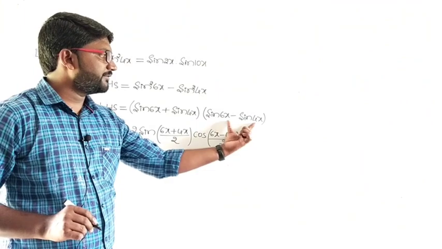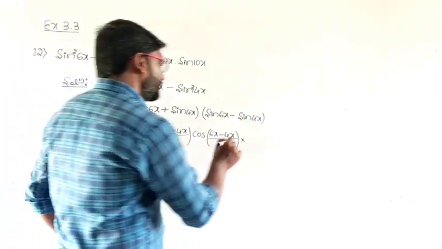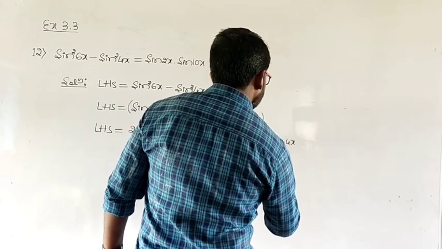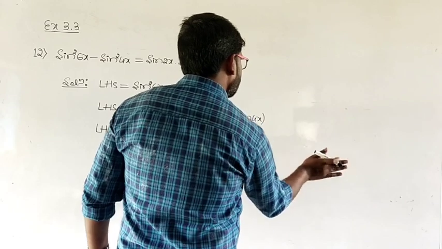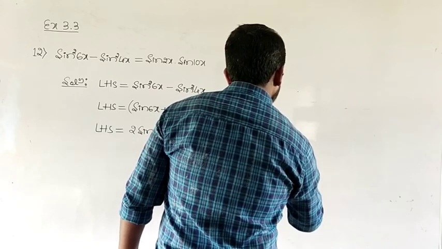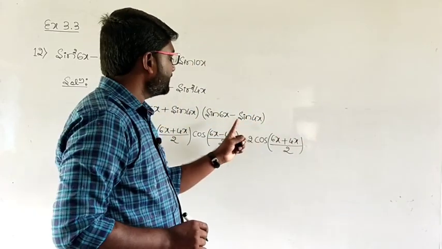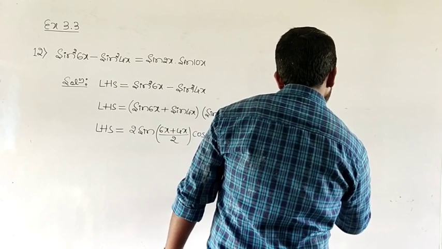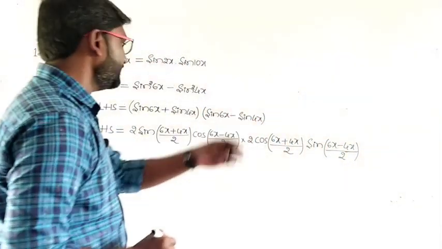Now we have to apply the formula for this as well. So into, it is in the form of sin x minus sin y. 2 cos x plus y by 2, that is 6x plus 4x divided by 2, into sin x minus y by 2, 6x minus 4x divided by 2. So let us simplify these terms.